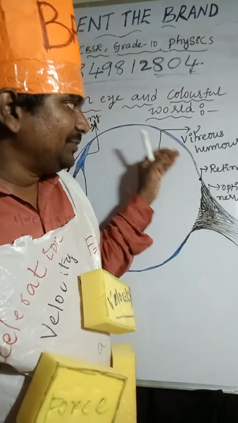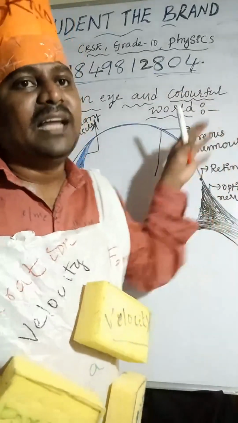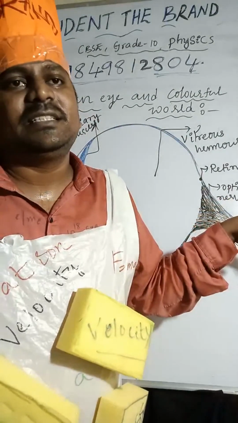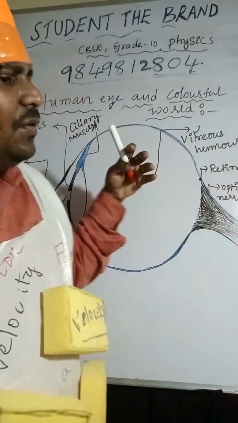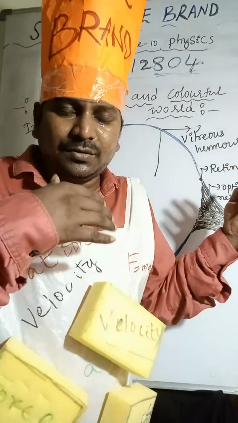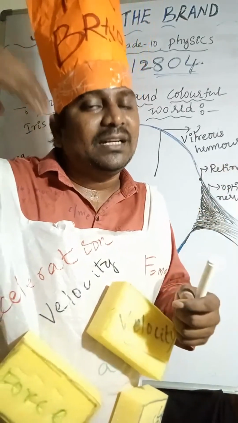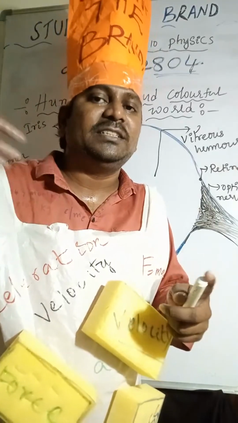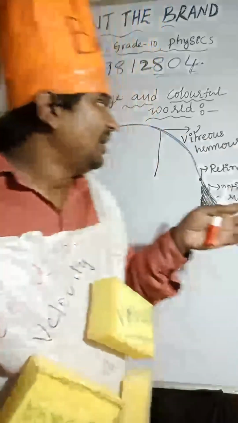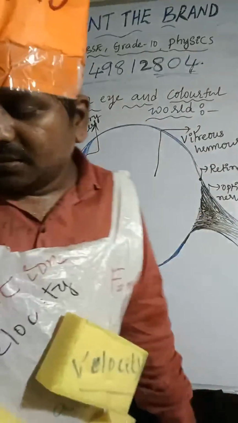The image forming at the retina is a 2D image, and that will be converted into an electrical signal that will reach the brain through the optic nerve. The optic nerve sends the signals to the brain. The brain will add additional information, how far it is, how much depth it has, and that gives the 3D information of the object. So that's enough. This is about the human eye and its parts.